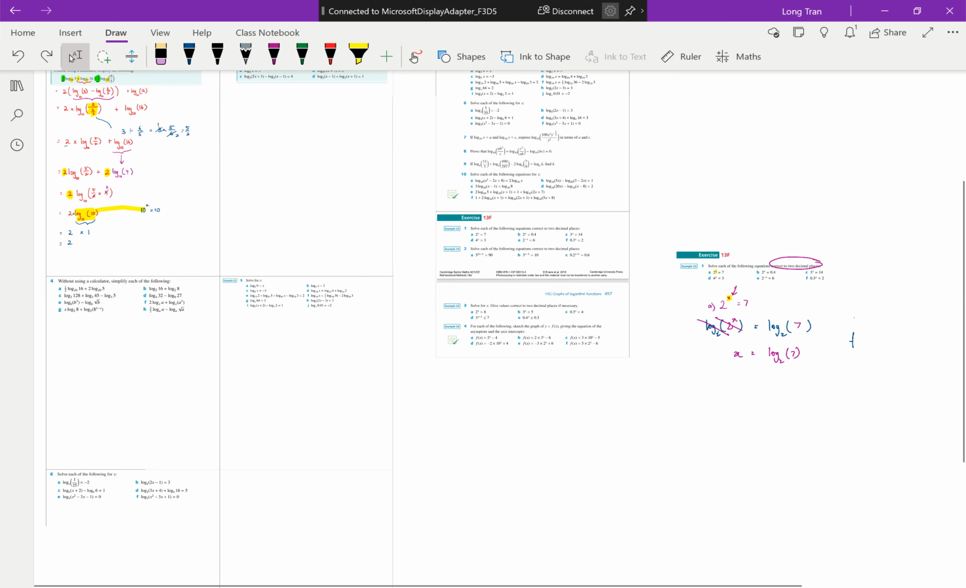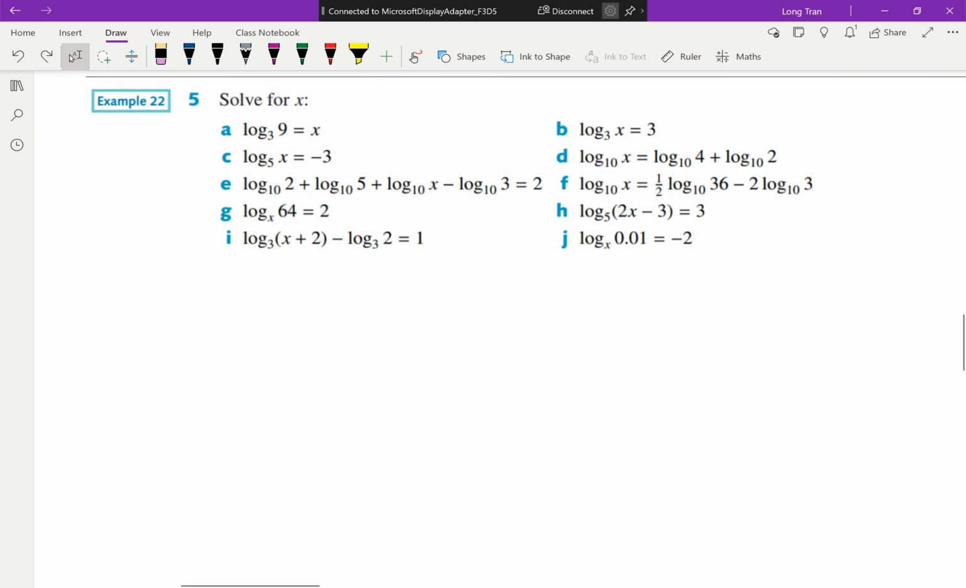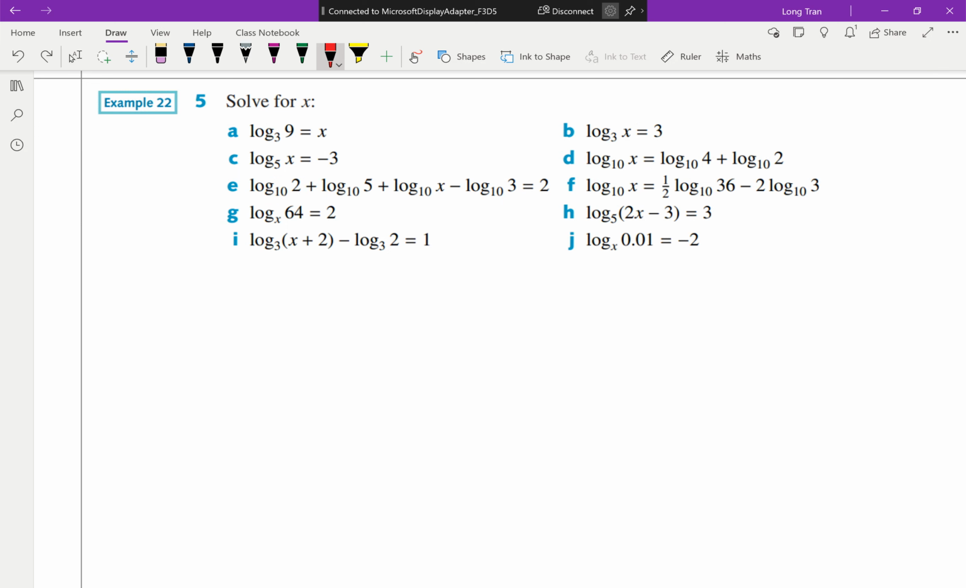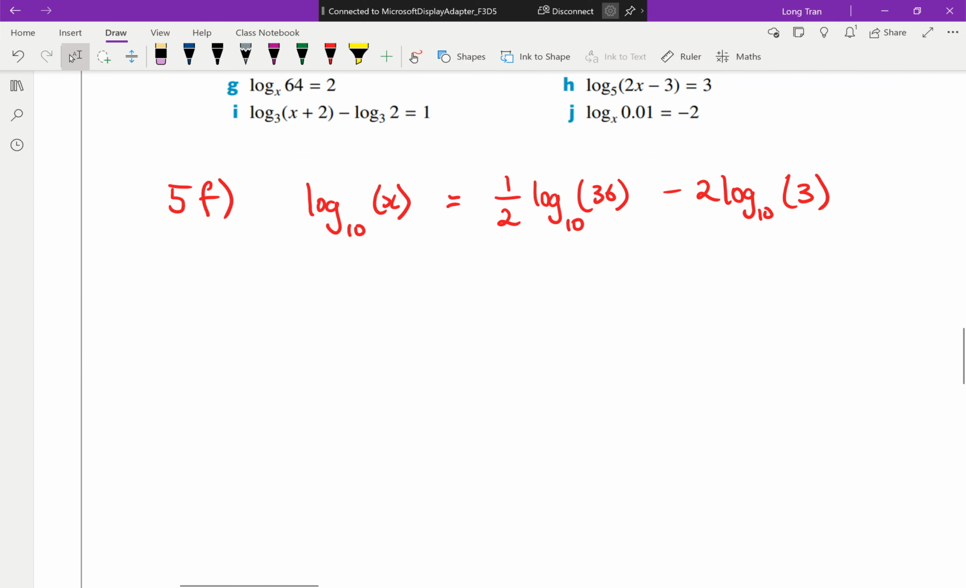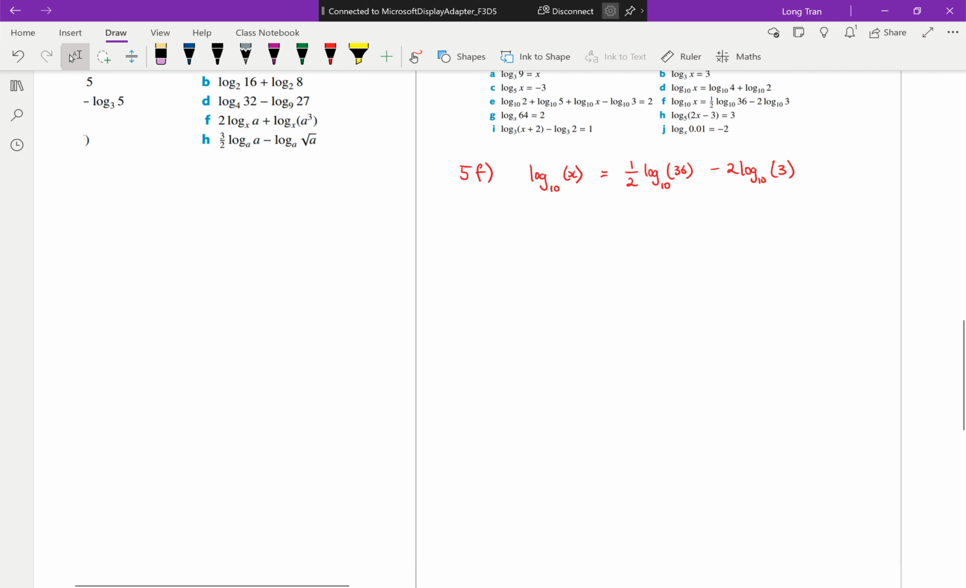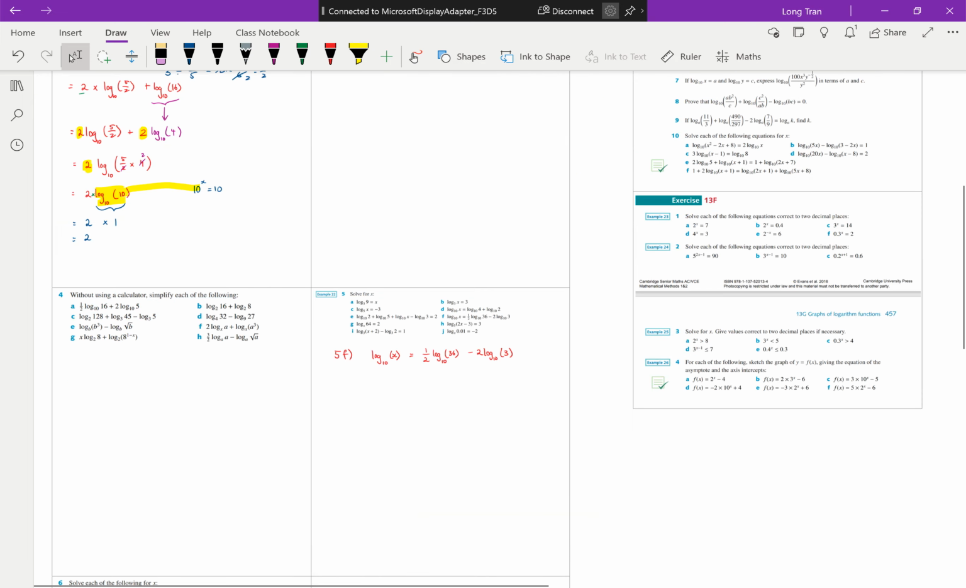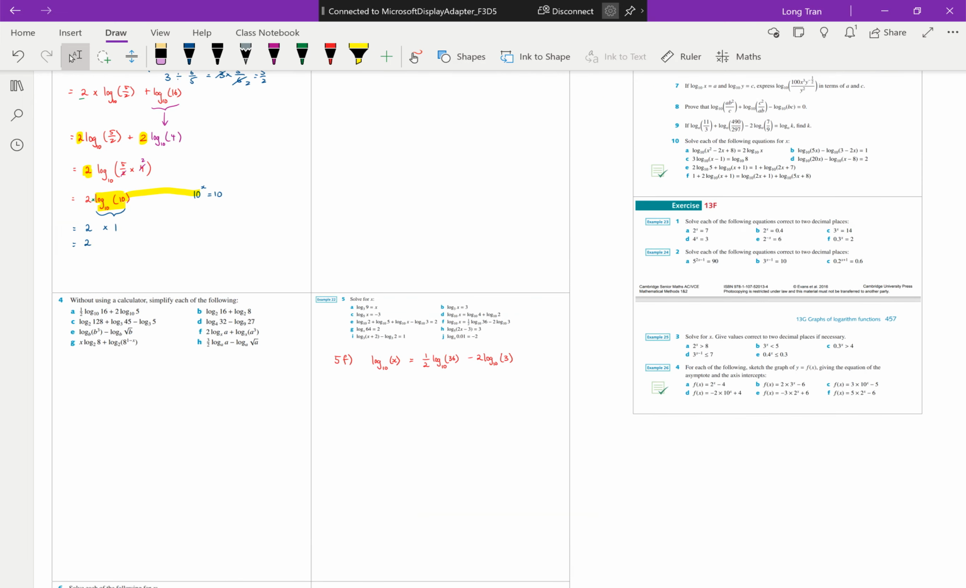Let's do another one. Let's try one with a couple of fractions here. Let's do 5f together. 5f: we've got log base 10 of x is equal to half times log base 10 of 36, minus 2 log base 10 of 3. Okay, after a while, I am going to show you just one more key thing so that you can then do exercise 13F, how it relates to the idea, why do we need to know how to do logs. But let's try this one first.